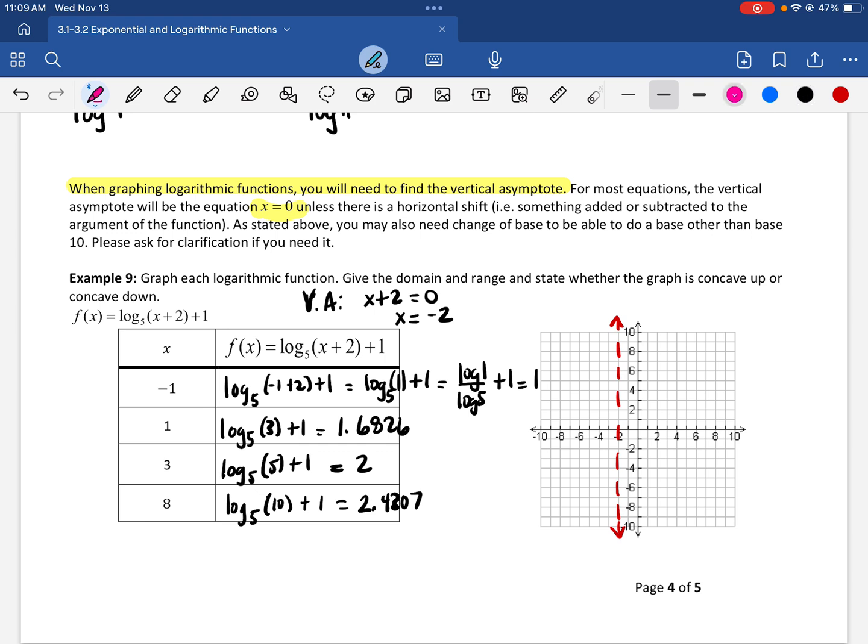So now we can plot those points. -1, 1. Then we have 1 and 1.6, so a little over a half. 3 and 2, and then 8 and 2.43. And we're going to draw in our function. You can see it gets really close to that vertical asymptote, but it doesn't actually cross it.